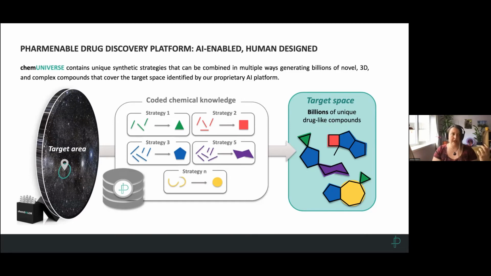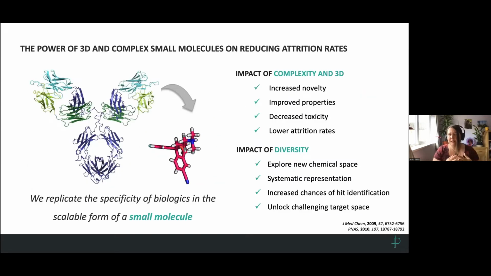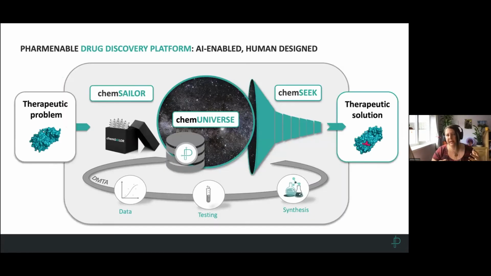The reason that we're really focused on this is because we believe that complexity and three-dimensionality can have a really big impact on the efficacy of drugs. So it can give us some improved properties in terms of specificity, in terms of efficacy, having decreased toxicity because of decreased off-target effects, and really tapping into diversity as well. So how do we tap into different chemical structures, different areas of chemical space that can be used as this kind of treasure trove of potential novel therapeutics?